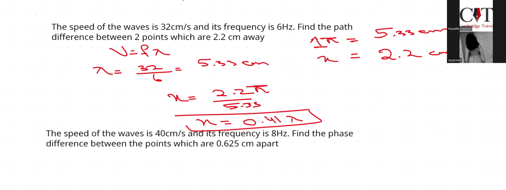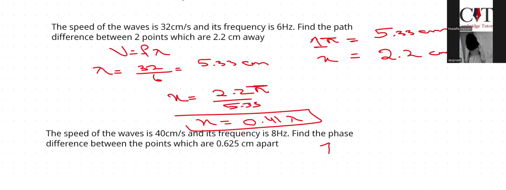The speed of the waves is 40 cm per second and its frequency is 8 hertz. Find the phase difference between the points which are 0.625 centimeters apart. Okay, now instead of path difference, they are asking us the phase difference, right? Yes. So we will use the same formula, same logic, but now instead of distance, I would be writing angle.